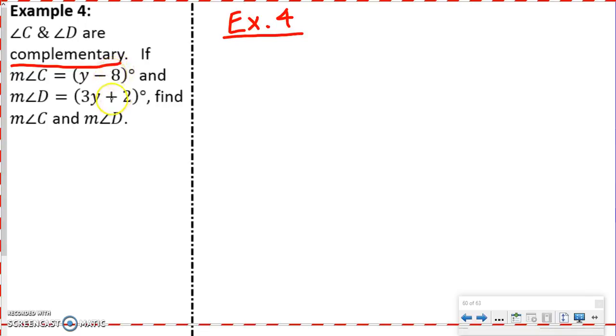And so then you need to add these two angles. So y minus 8 plus 3y plus 2. The complementary has to add up to 90 degrees. Then once you set up your equation, this is all algebra. So really, just the geometry part is knowing your vocabulary in order to help you set up your equation.